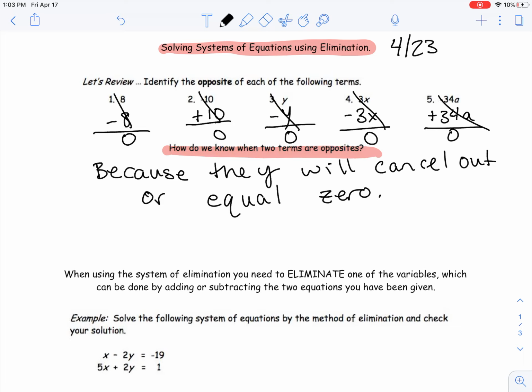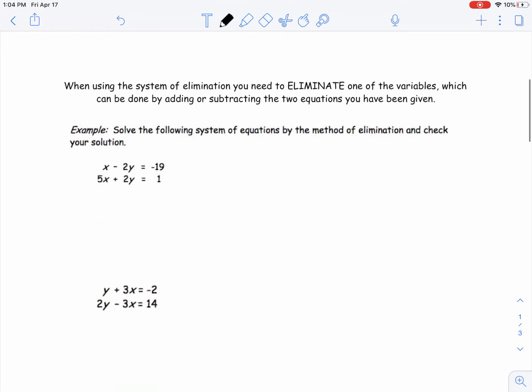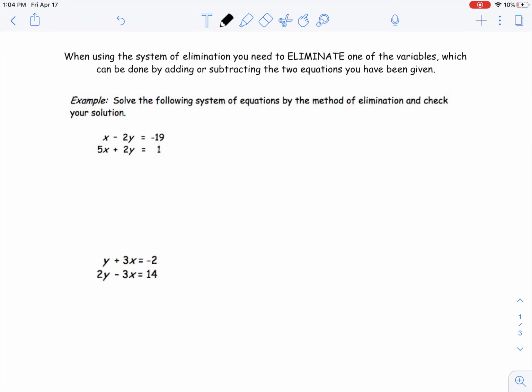So today we're going to look for opposites of terms so that we can eliminate them or cancel them out. When using the system of elimination, you need to eliminate one of the variables, which can be done by adding or subtracting the two equations you have been given. So, for example, solve the following systems of equations by using the method of elimination and check your solution.